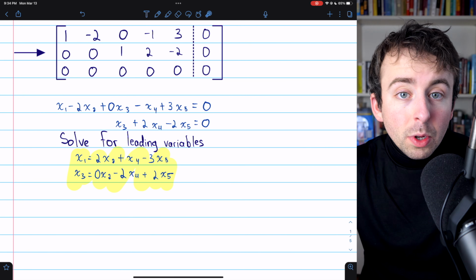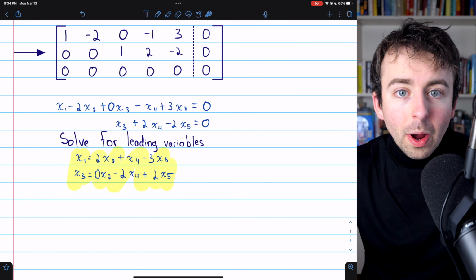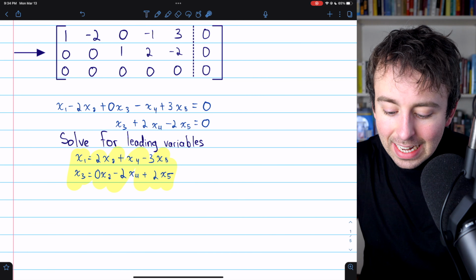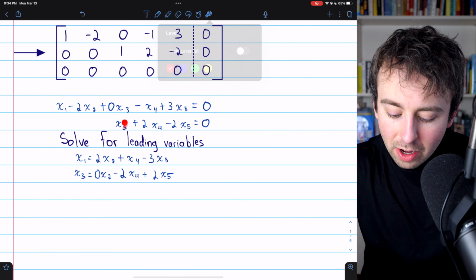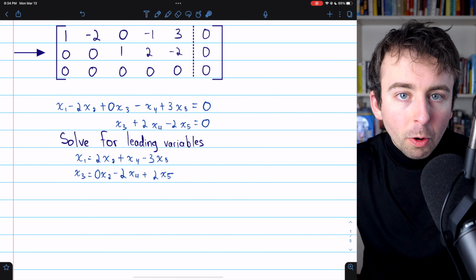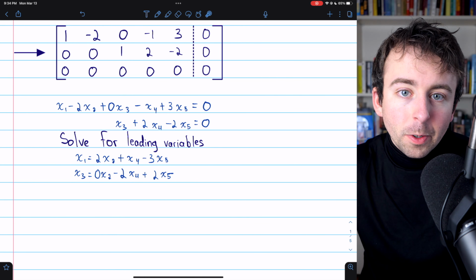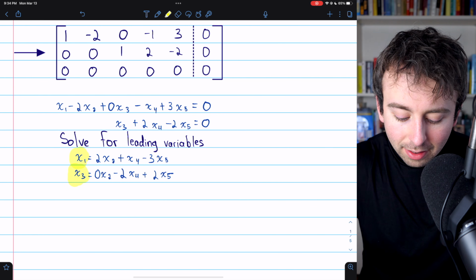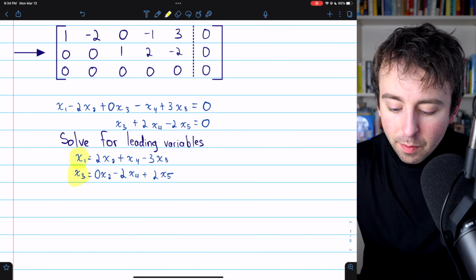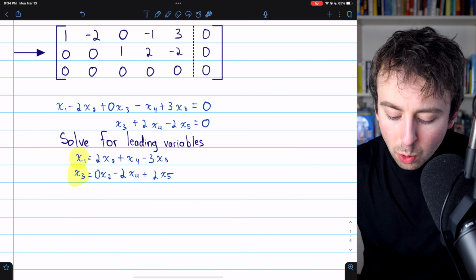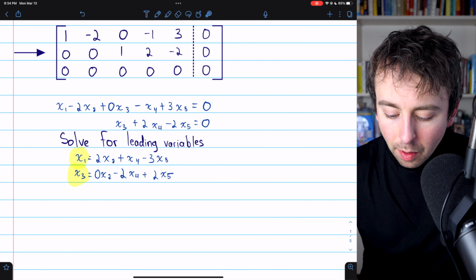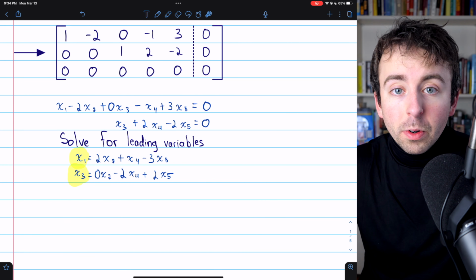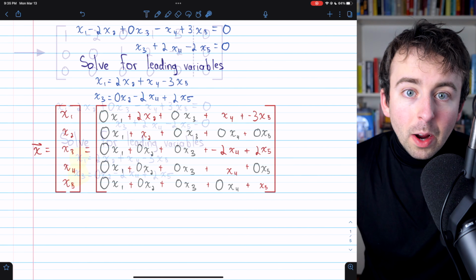And thankfully, because we wrote the matrix in reduced row echelon form, the leading variable from one equation will not appear in the other equation. That's because we've got it in reduced row echelon form. And so we can see now that x1 and x3 are dependent variables, and x2, x4, and x5 are free variables with no restrictions in the null space. All right, we're almost done.